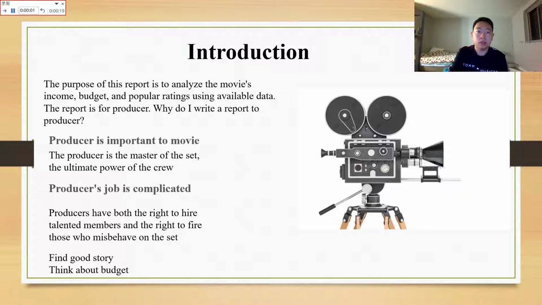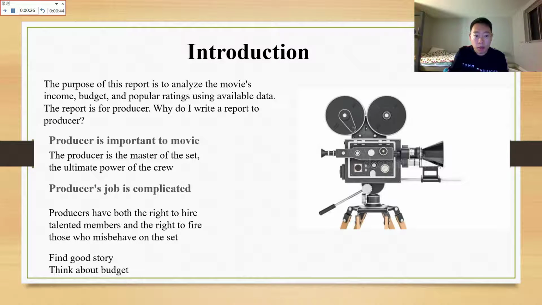So first, introduction. The purpose of this report is to analyze the movie's income, budget, and popular rating using the available data. This report is for producers. And why do I write a report to a producer? Because I think the producer is the most important part of a movie. So the producer is the master of the set and the ultimate power of all crew.